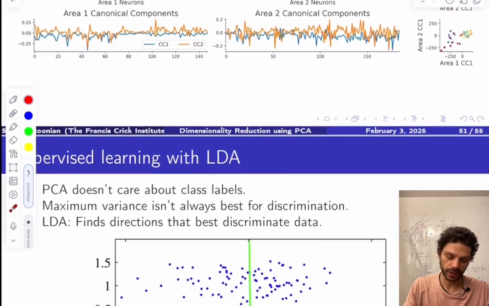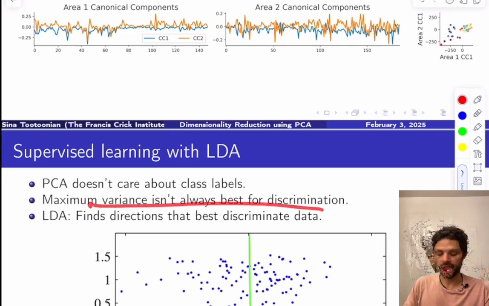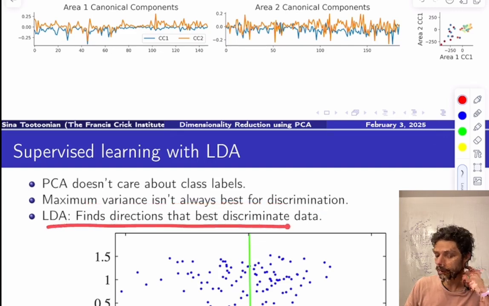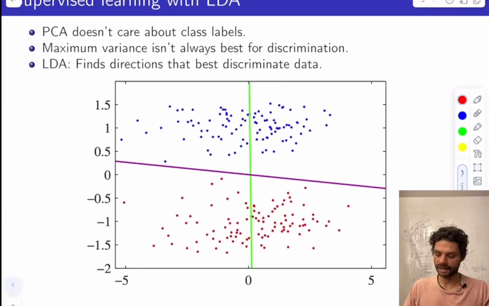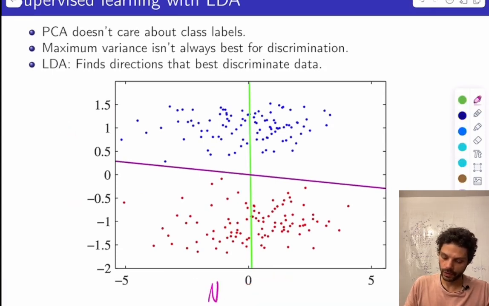And finally, what if we have labeled data? Everything we've been talking about is unsupervised, right? We have some data points, there are no class labels. And so we thought, okay, we should maximize variance. Now, if you have data that you want to discriminate, then maximizing variance is often not the best thing to do. Here's a great example of this from Bishop. So here you have, let's say, neuron 1, neuron 2. They're not really neurons, but let's just pretend they are.